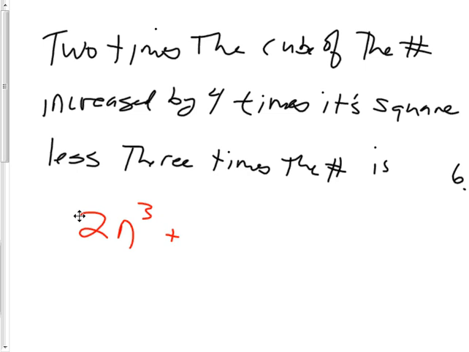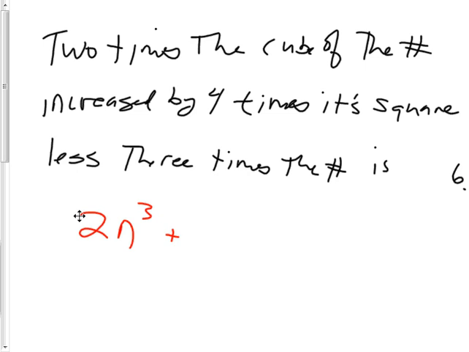Question? Which part? Yes. I know my handwriting's pretty bad. All right. 2 times the cube of the number increased by 4 times its square less 3 times the number is 6. And the "is 6" means equals 6 at the end. Less means minus. And 3 times the number means 3n.